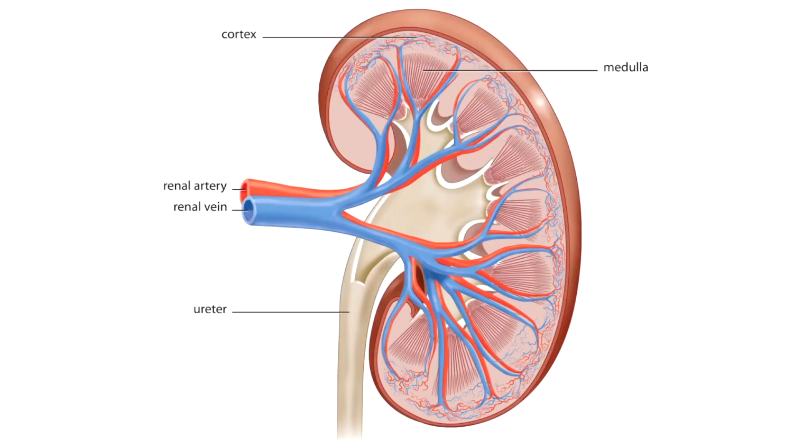Now, the papillae are the tips of these pyramids, and they're susceptible to ischemic damage and can experience necrosis. And again, this necrosis results in hematuria, as the RBCs are able to enter the renal pelvis and then be excreted with the urine. And again, this presents with flank pain.